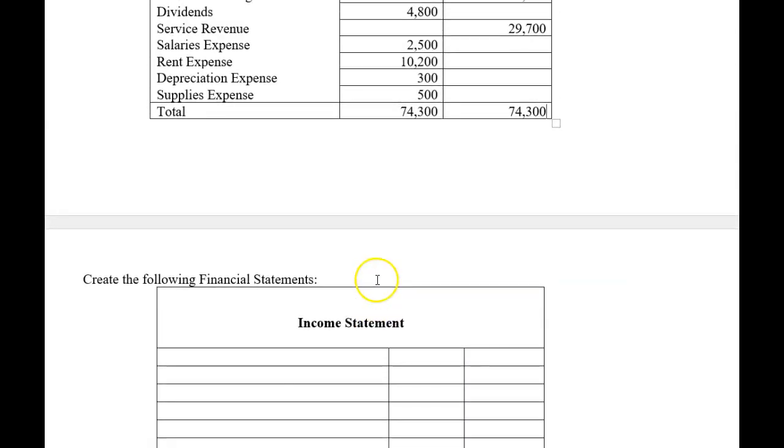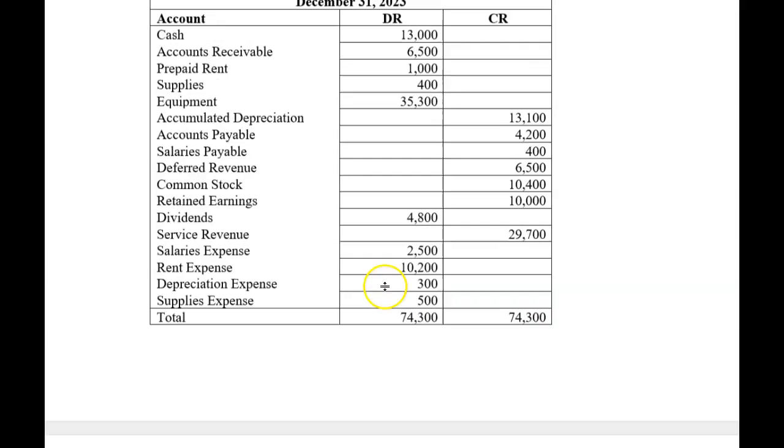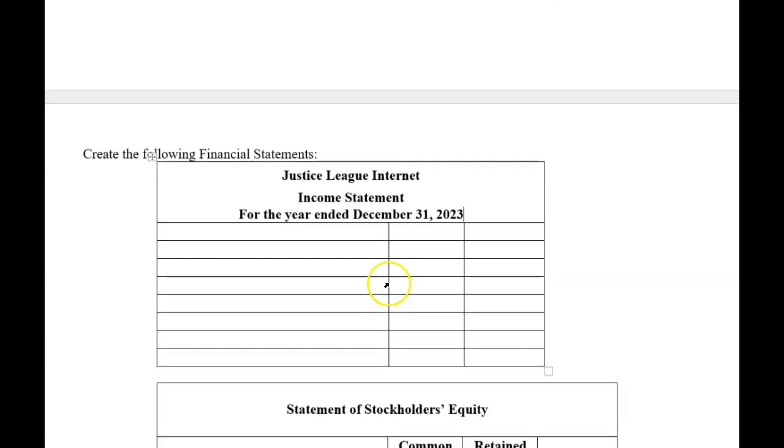All right, so let's start with the income statement. Now, on the income statement, we do want a proper heading. So we've got the Justice League Internet Company here. This is the income statement. Now, the income statement's for a period of time. So this is going to be for the year ended December 31st, 2023, I believe it was. So go up here. Yes, 2023. So we have our beginning.